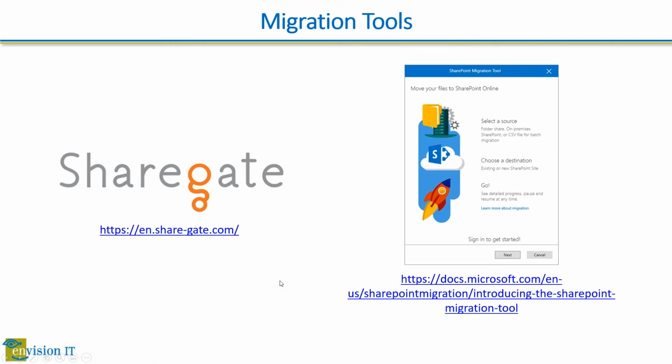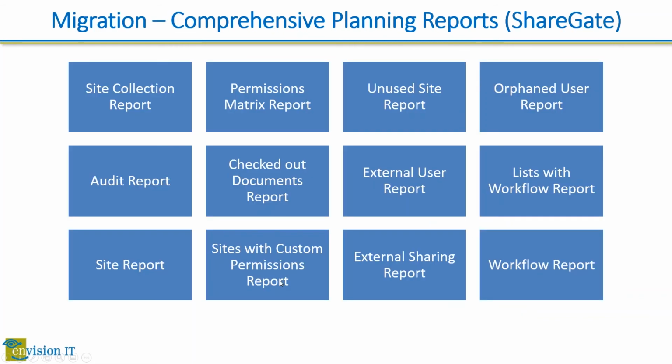Our attention is primarily on the ShareGate side. As well as doing the migration, it provides a number of reports, like this checked out documents report, a big gotcha in migrations. If people have stuff checked out in the on-premises SharePoint, those current versions are not going to get caught as part of the migration, and they're going to get missed. So, it's important to go through these reports.